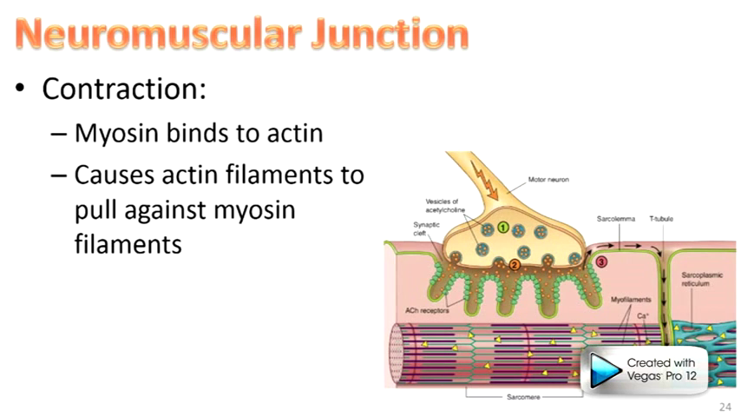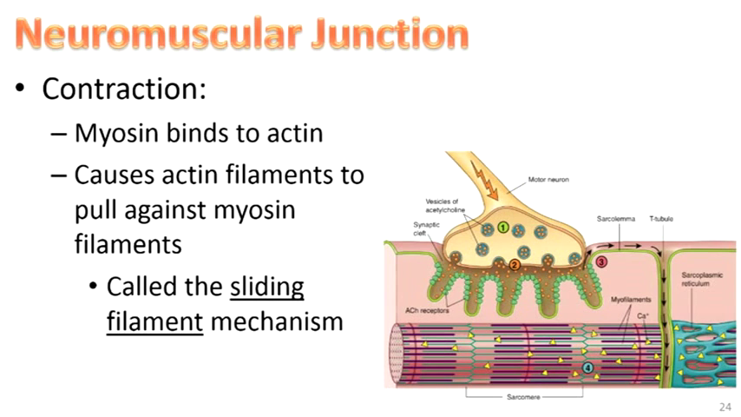only difference being these things don't have legs, and so instead of being able to just walk backwards, what you have to do is sort of hand over hand and pull them. And so those myosin heads actually pull against the actin and pull it. And what this is called is the sliding filament mechanism.